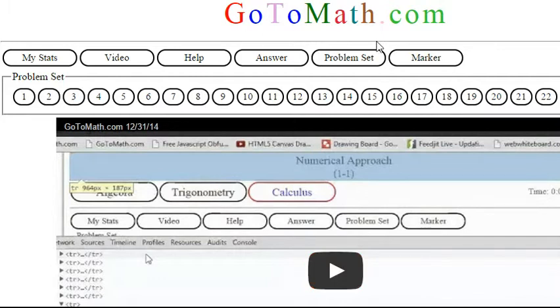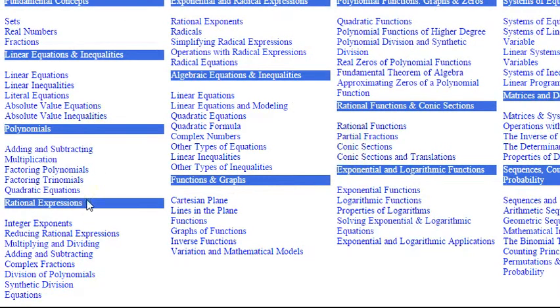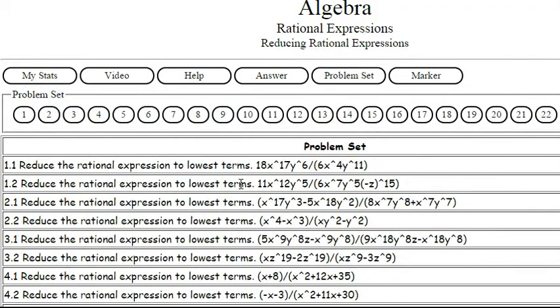Bye. Okay, we're over here at gotomath.com. Click on algebra. Let's go down to reducing rational expressions. And let's do 1.2.